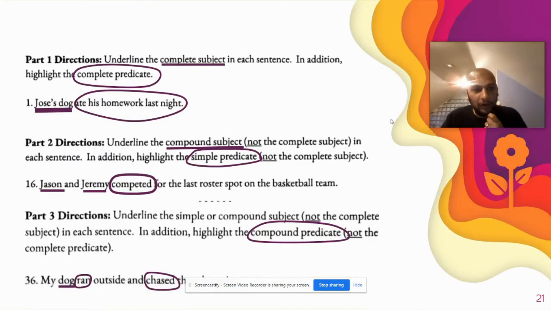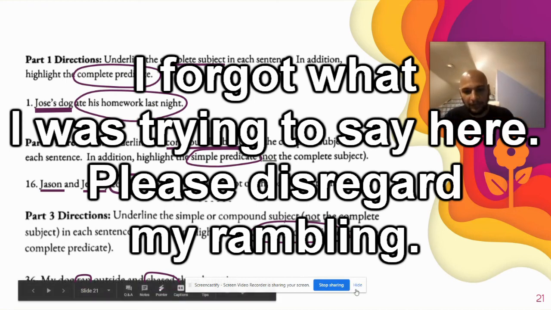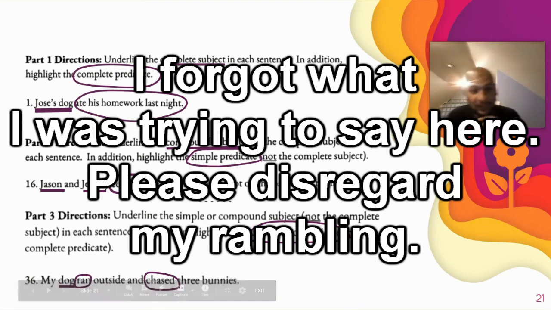So then for our sections, part 1, we're underlining the complete subject and highlighting, or in this case, circling the complete predicate. So all of the words that go along with the subject and all of the words that go along with the predicate. It's kind of taking it from that tougher spot, and then it'll go down and down and down to more refined definitions.